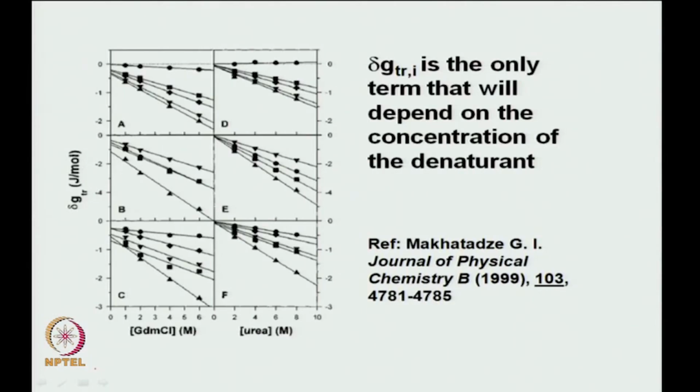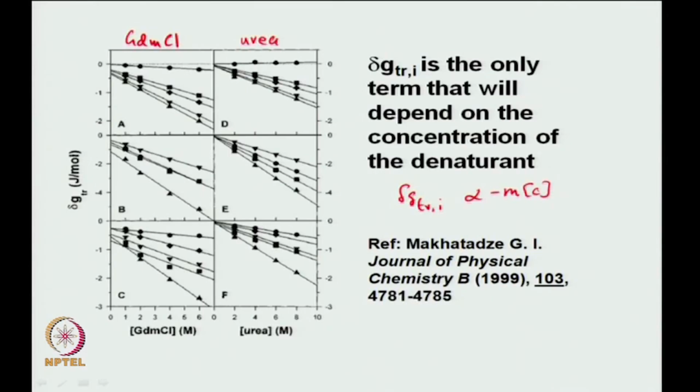These are for different amino acids, but do not worry about this. What you essentially should worry about is on the right hand side you have urea, which is written at the bottom, and on the left side you have guanidine hydrochloride. GdmCl is often the short form used for guanidine hydrochloride. Now, from the previous slide, what I had said was delta G transfer should correspond to minus m times C.